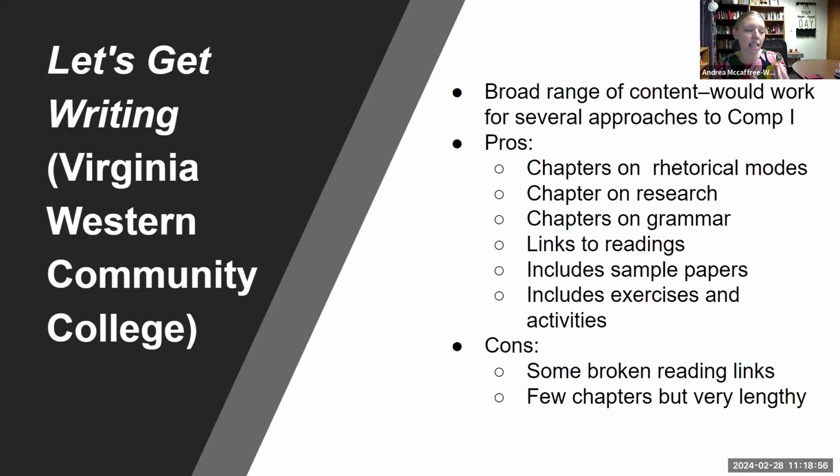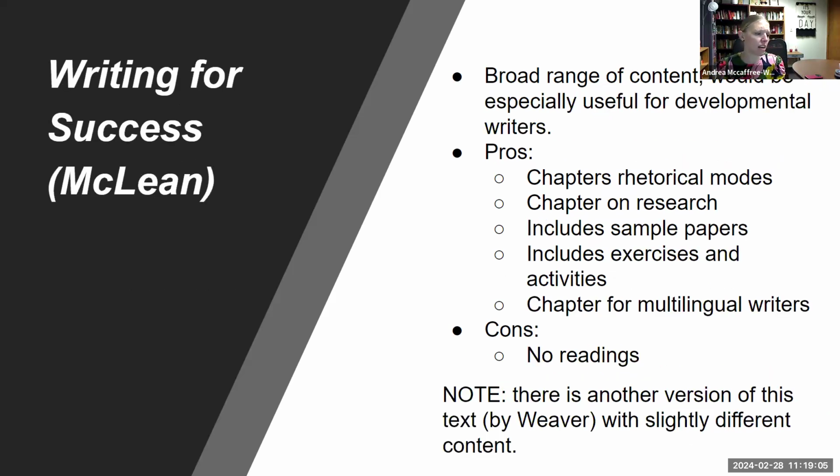They did have some links to readings, but it wasn't too much. So those were some of the things with Let's Get Writing. We also looked at Writing for Success by McLean. As the note on the bottom says, there is another version of this text by Weaver with slightly different content. If you're not familiar with OER, this happens pretty frequently, where you'll have one text and then someone takes that text, does some changes to it, and makes it their own edition.